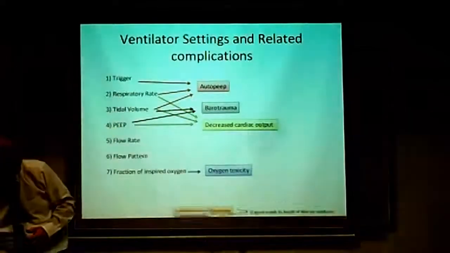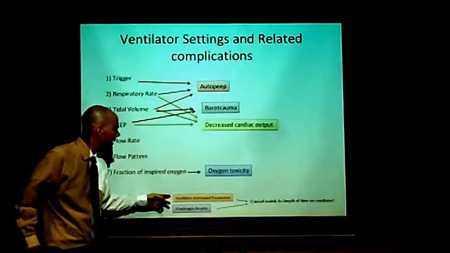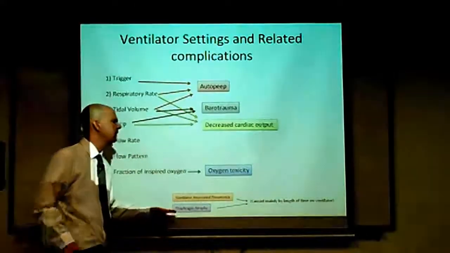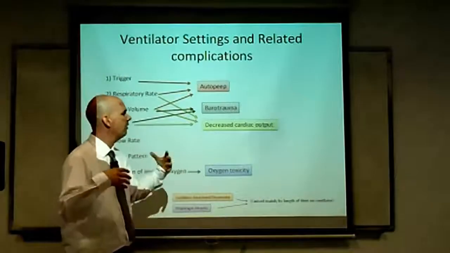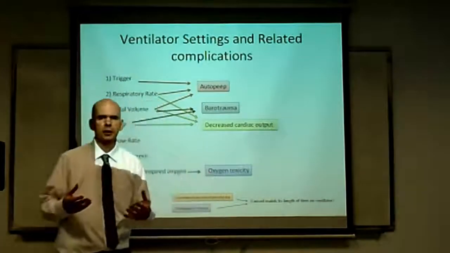And then the last two, ventilator-associated pneumonia and diaphragm atrophy, caused mainly by how long the patient is on the ventilator.